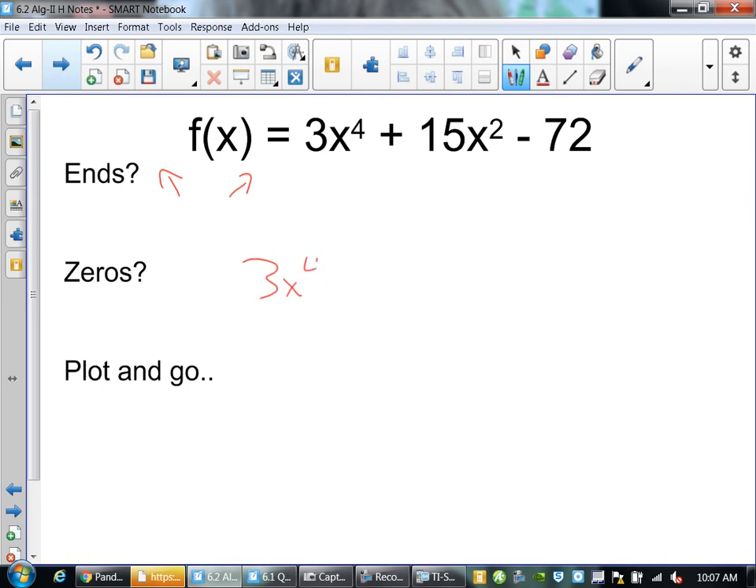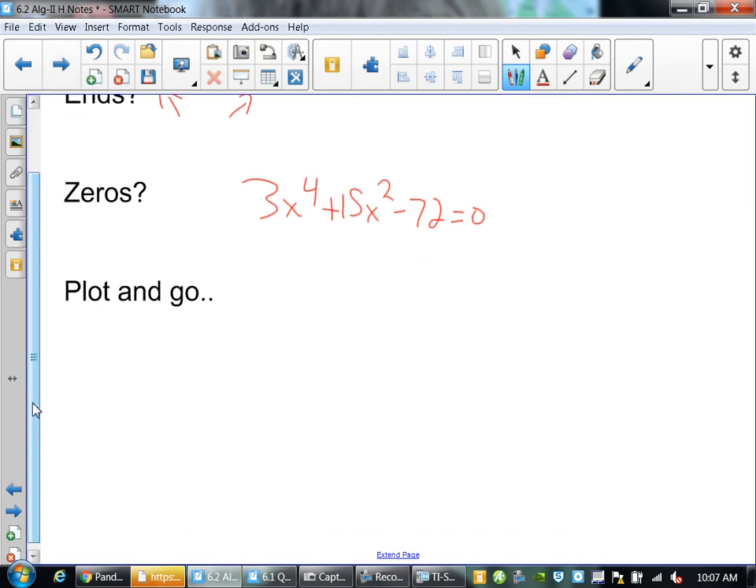3x to the 4th plus 15x squared minus 72, set it equal to 0. What's your first rule of factoring? You've got to get out the 3. Good. If I take the 3 out, I get x to the 4th plus 5x squared minus 24 equals 0.